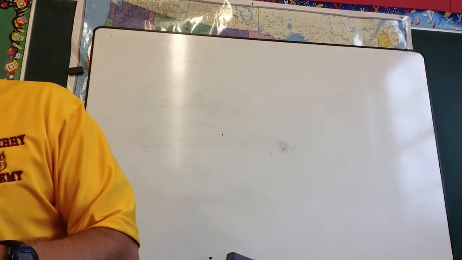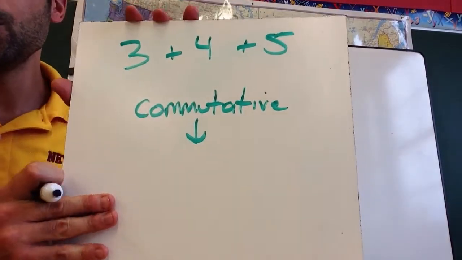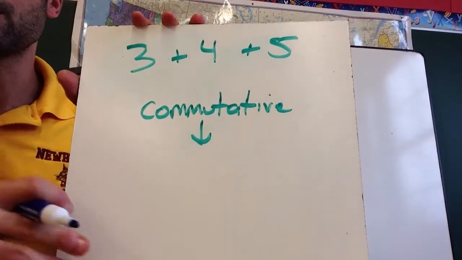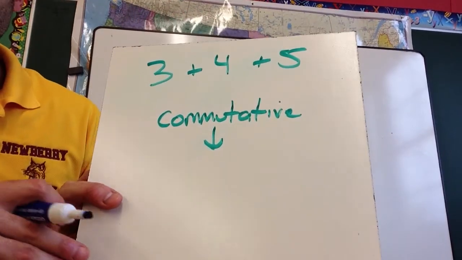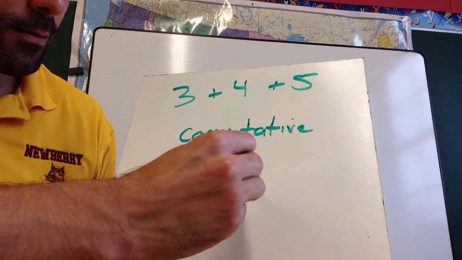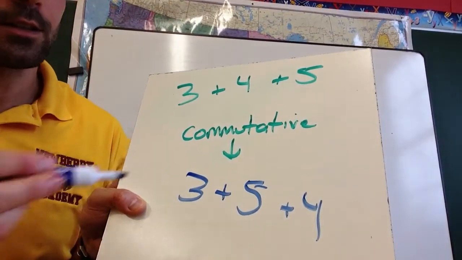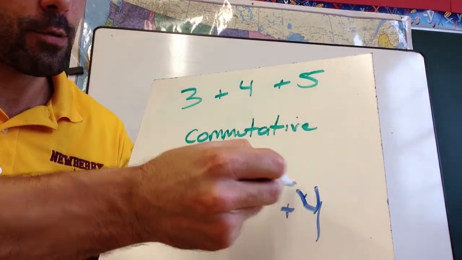All right, now let's use the expression 3 plus 4 plus 5. Using the commutative property, to change this around, all I'm going to do is change the order. So this would be 3 plus 5 plus 4. That would be one example of how I could change this using the commutative property.